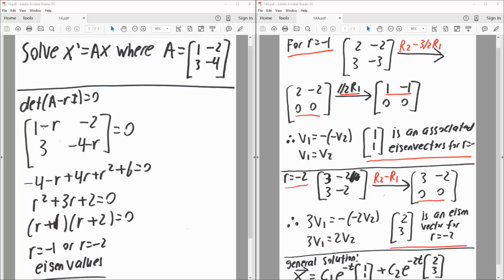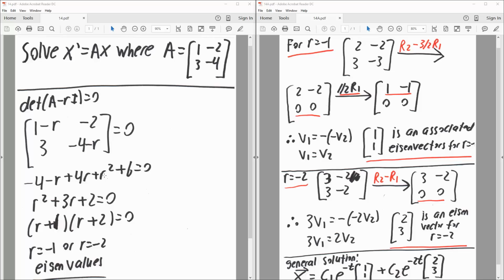So next we multiply this out, and we're going to get negative 4 times 1 is negative 4. Negative r times 1 is negative r. Negative 4 times negative r would be plus 4r. Negative r times negative r will be r squared. And then we do minus parentheses 3 times negative 2. So minus times negative 6, so plus 6 is equal to 0.